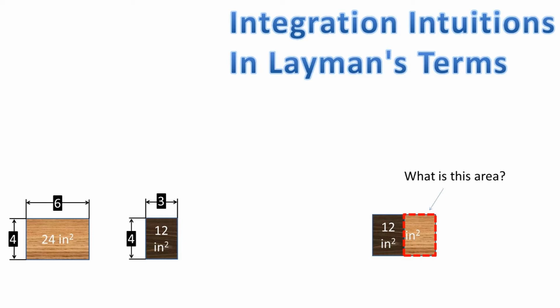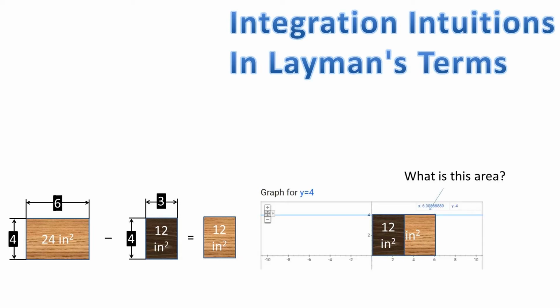If we were to place the smaller board on top of the other board, how could we possibly find the area that is not covered by the smaller board? That's right, we can take the area of the larger board and subtract the area of the smaller board to get 12 inches squared area of the larger board not covered by the smaller board. Now let's put these two boards on a graph.